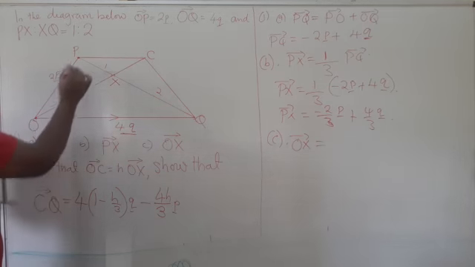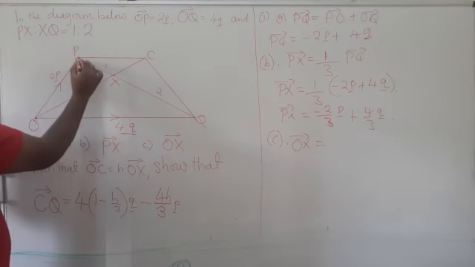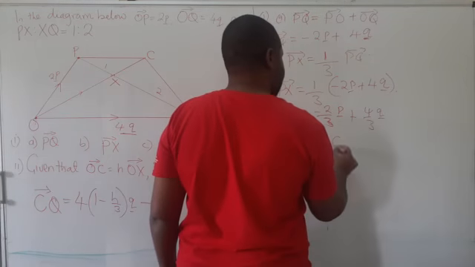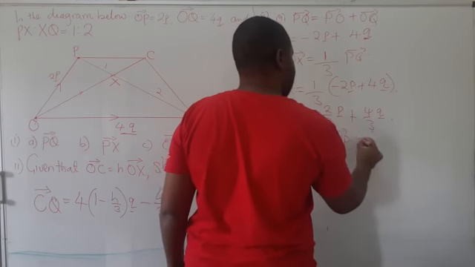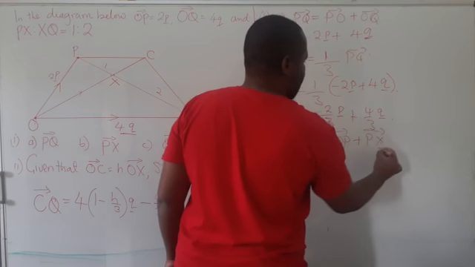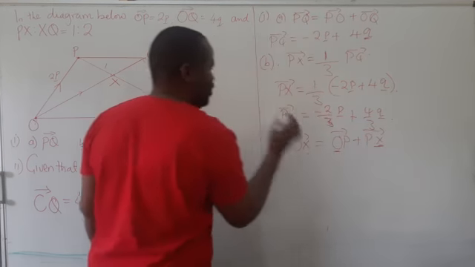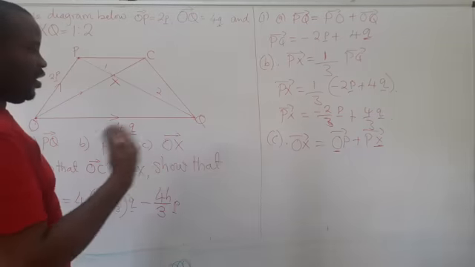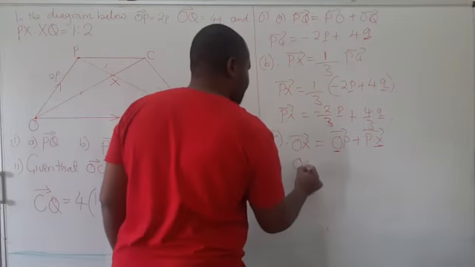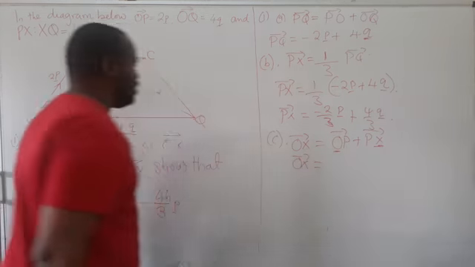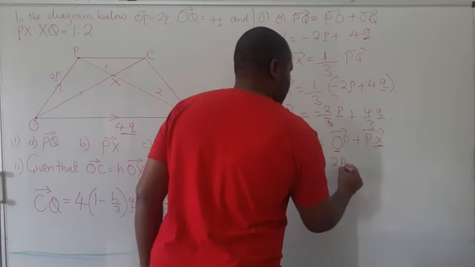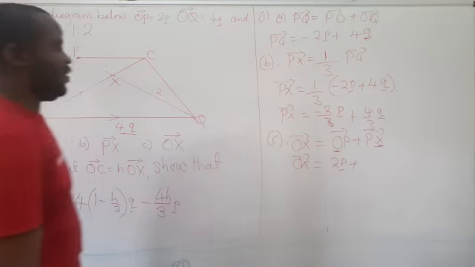So we say O, P, then Px. Alright? So we say OP plus Px. So the first letter here and the last letter there will give you what you're looking for, always, regardless of how many you take. Alright? So we are saying OX is equal to OP plus Px. What is OP? OP is 2P. Okay? 2P plus what is Px?